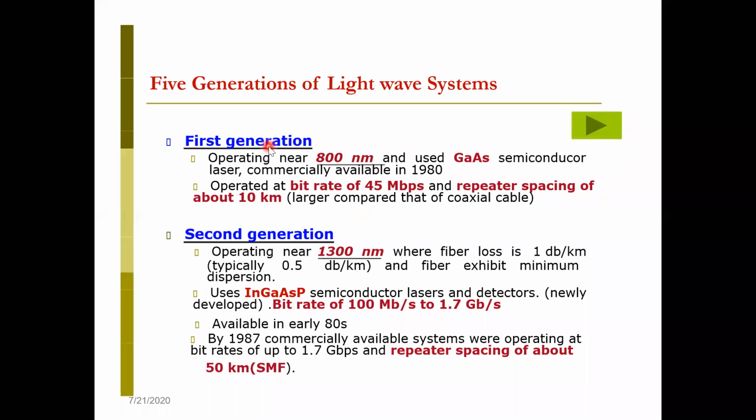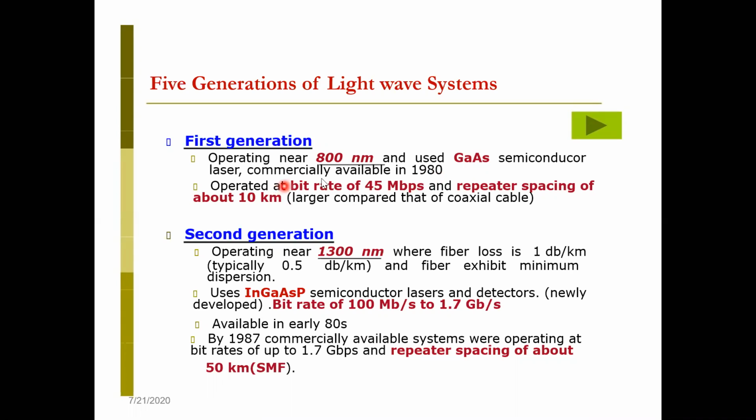So the first generation. We know the range of fiber optics is 800 nanometer to 1600 nanometer. When the first generation of fiber optics came, it was operating at 800 nanometer. All the components were working at 800 nanometer wavelength, and we had only the gallium arsenide semiconductor laser. Means the laser fabricated at that time was made up of only gallium arsenide. So in 1980, the first generation of fiber optics came.